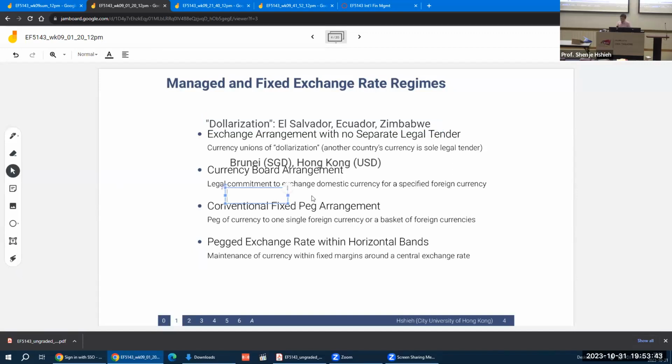All right, conventional peg means that there is a fixed exchange rate, just like the dollar peg. That's what it means. A country that has a conventional peg is Saudi Arabia. And I said it's the US dollar. I don't have the number off the top of my head, but you can Google it.